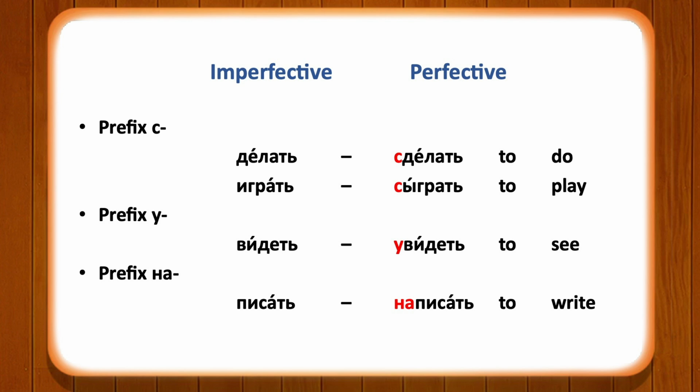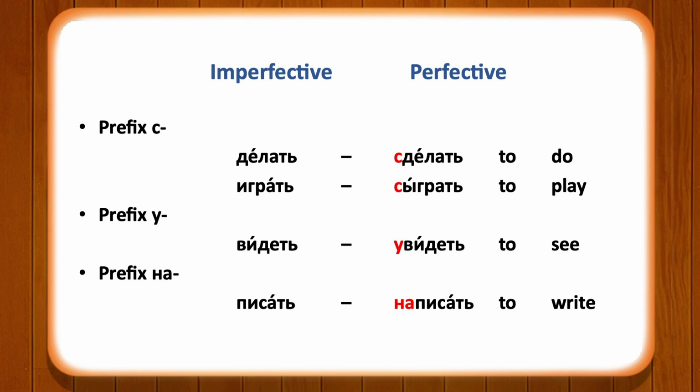Let's take up one more example. Igraj, which means to play. Igraj is also an imperfective verb. The perfective aspect is formed by adding a prefix s. Igraj, sigraj. Igraj, sigraj, both mean to play. Igraj is imperfective aspect and sigraj is the perfective aspect.